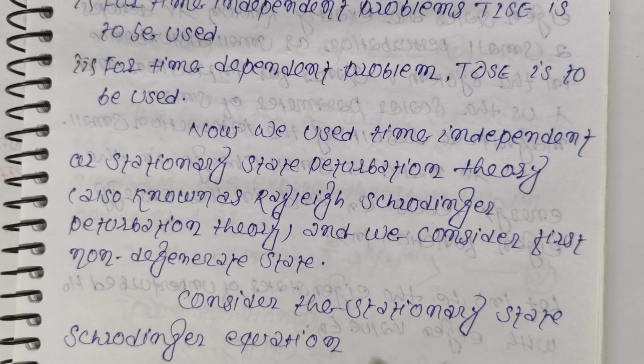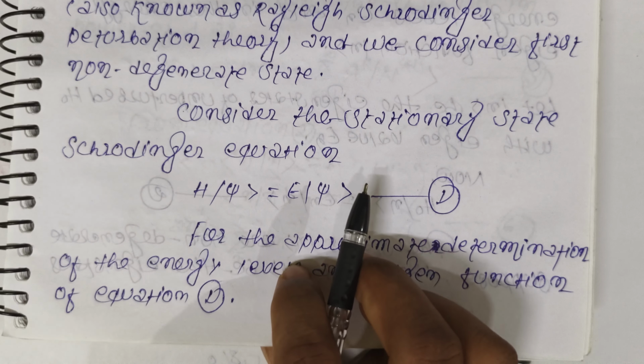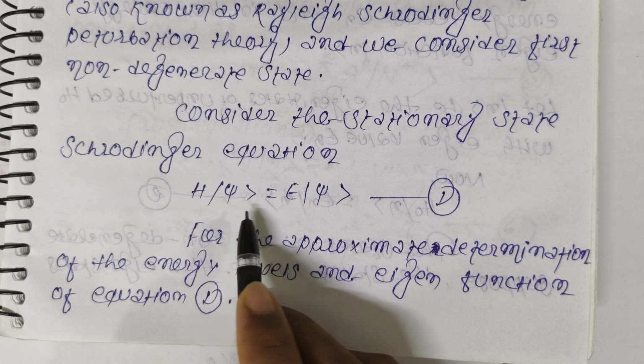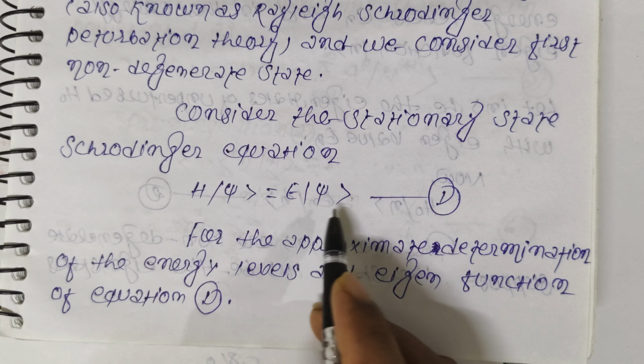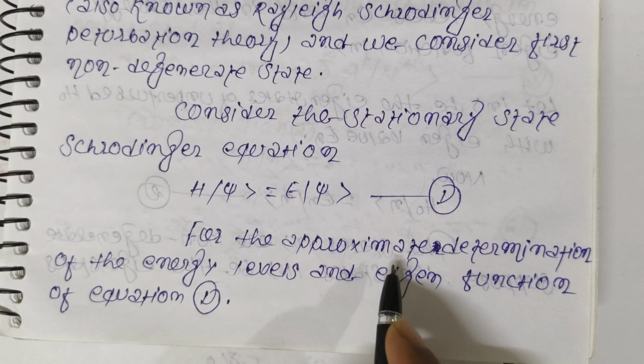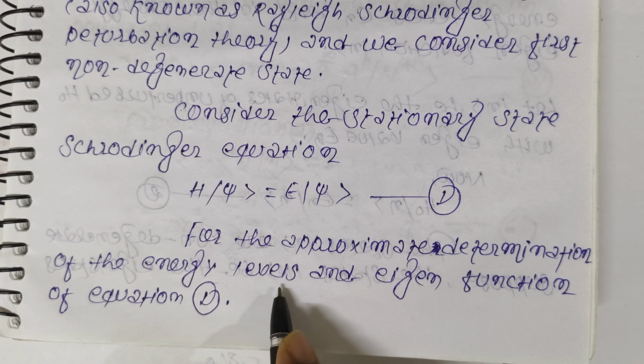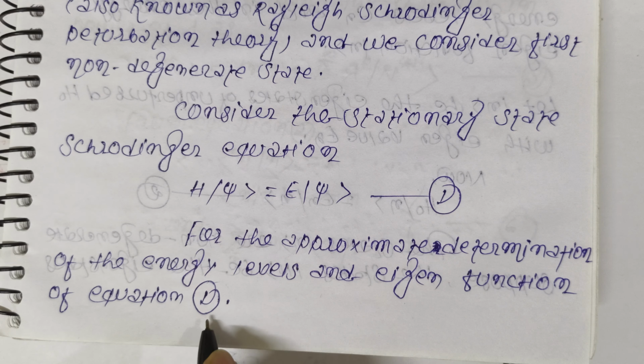This is equation 1. H ψ = E ψ, this is equation 1, for the approximate determination of the energy levels and eigenfunctions of equation 1.